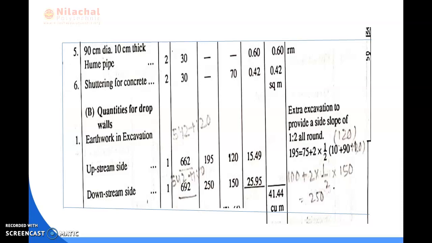First, we consider the length, then the breadth, then the height. The length we find from the end view. The breadth we find from the longitudinal section, and the height of the section we also find from the longitudinal section. First, we go to the upstream side drop well. How many upstream side drop wells are used? Here, one upstream side drop well is used.